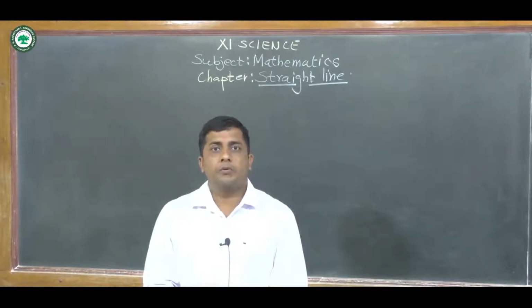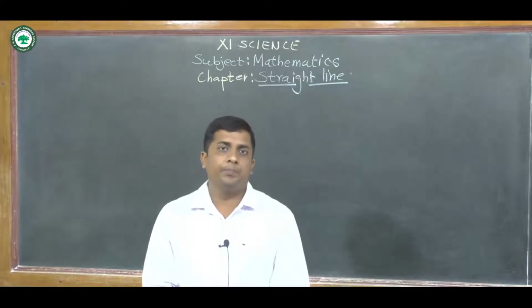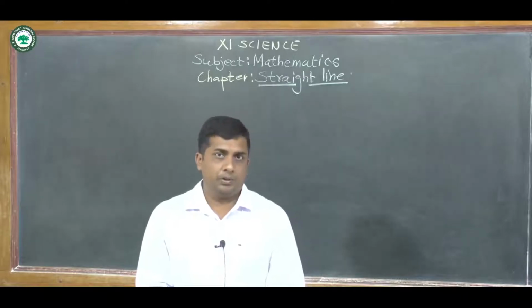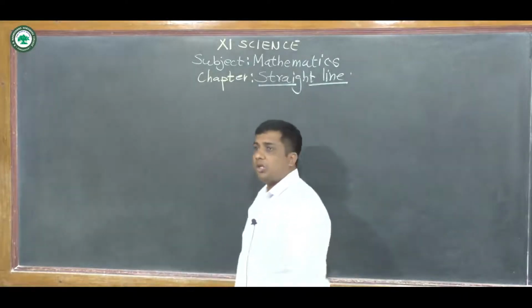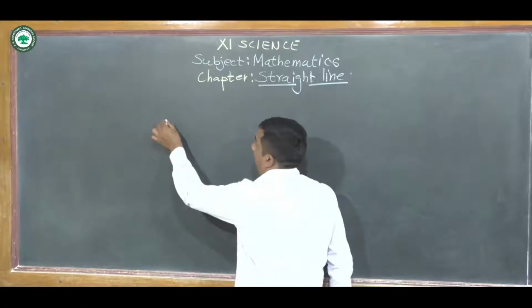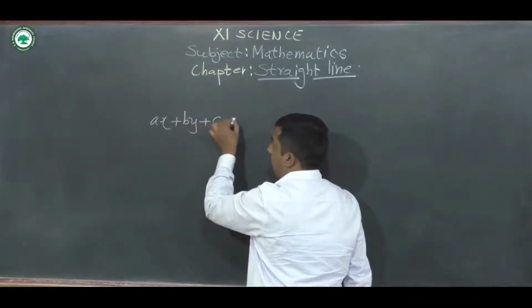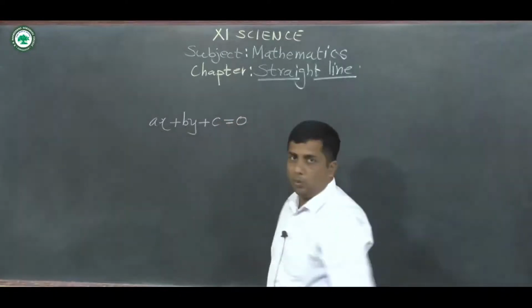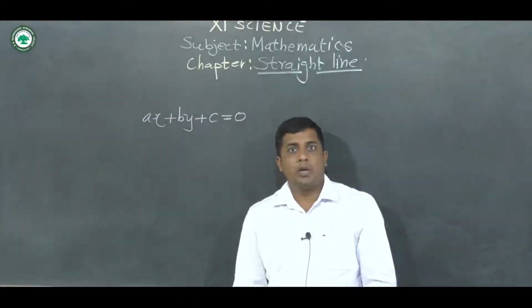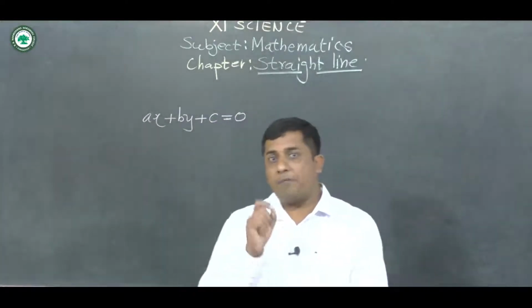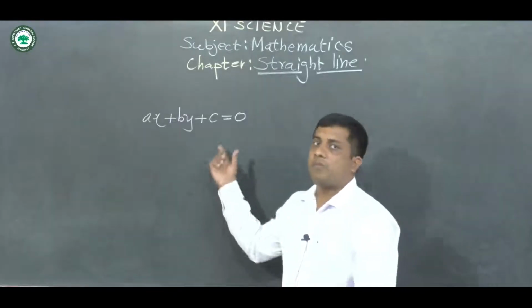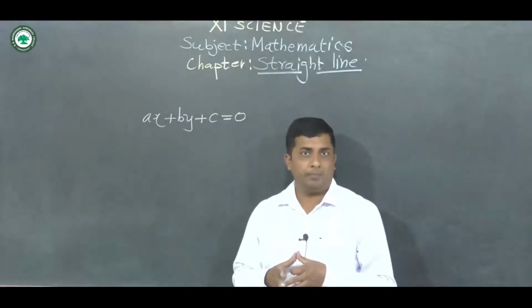In the previous lecture we studied the concepts related to the chapter Straight Line, and in that we saw the general form of a line. The general form of a line is always ax + by + c = 0. Remember this form? And we saw some important definitions related to the general form of the line.